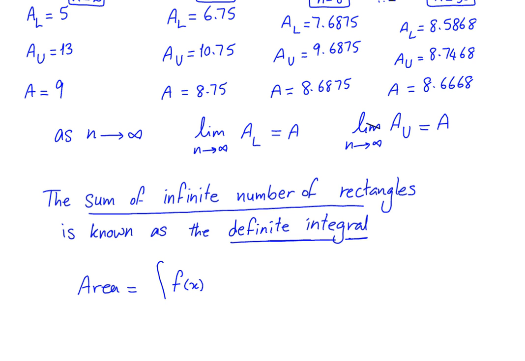So it's the definite integral of f of x with respect to x between two limits. Our limits were from 1 to 3 in this case. Our function was x squared, so it's the definite integral of x squared with respect to x from 1 to 3. So this here is the symbol of the definite integral, and it basically means the area under the curve of f of x from 1 to 3.